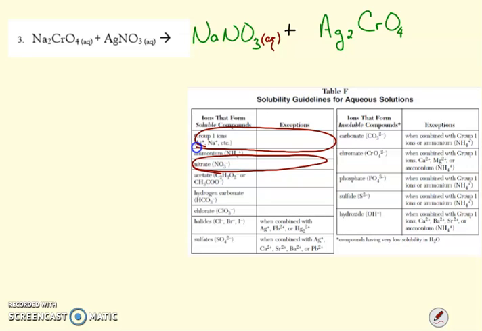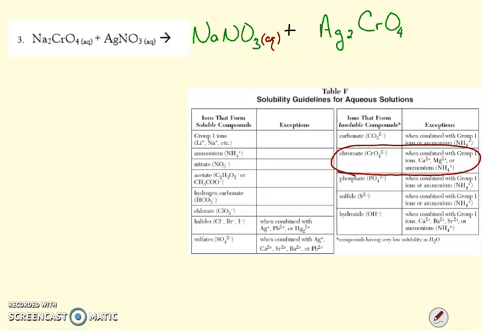Table F also says that anything that forms a compound with a chromate, chromates are going to be insoluble unless you have a group 1, ammonium, calcium, or magnesium. Well, in this case, we have silver chromate, and as it turns out, silver chromate is not one of the things that is soluble. So this is going to form an insoluble product, and so that will be the precipitate.